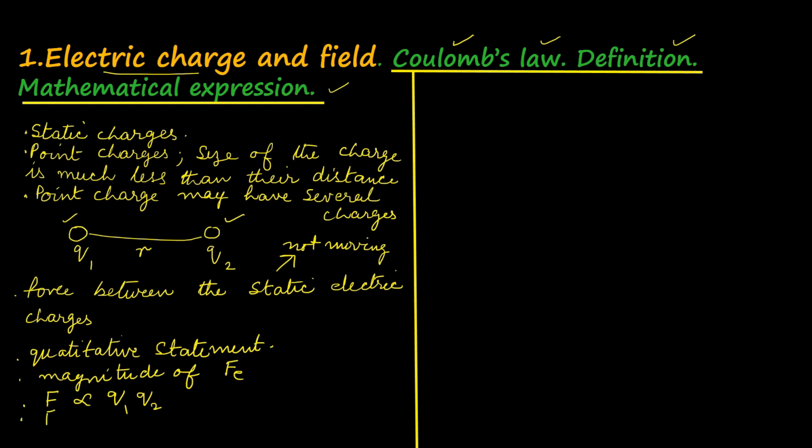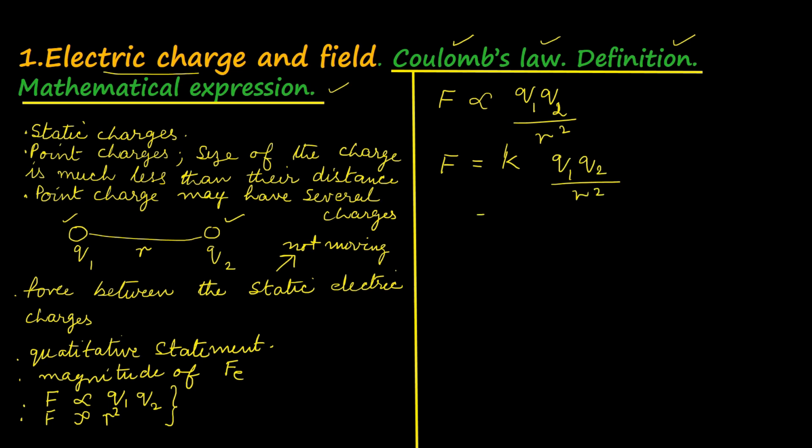Similarly for Q2. According to the law, F is also inversely proportional to the square of the distance between the two charges. We have taken the distance as r. On combining these two, we get the expression F is directly proportional to Q1 Q2 by r square. Using a proportionality constant equal to k, F is equal to k into Q1 Q2 by r square.